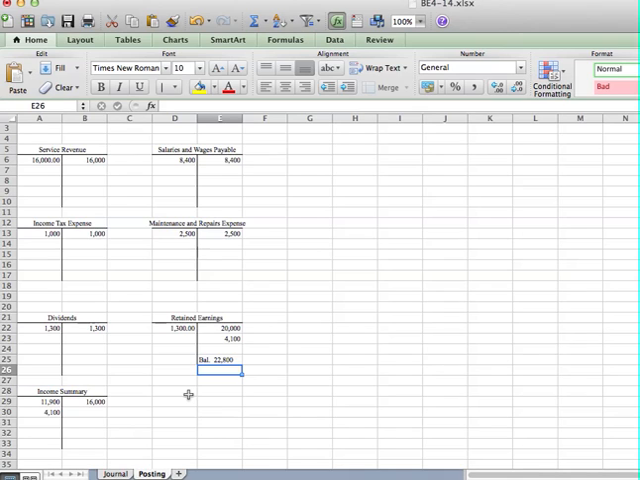That is how you go about doing the closing entries and then posting them to the T account ledger. Hope it helped you.